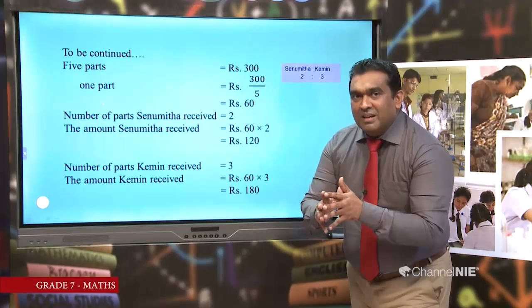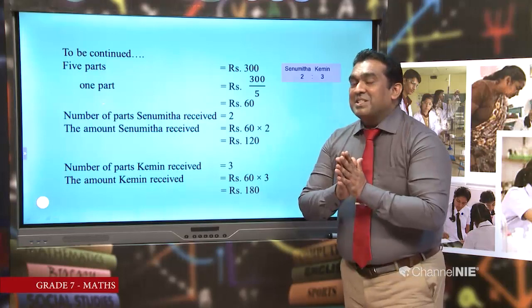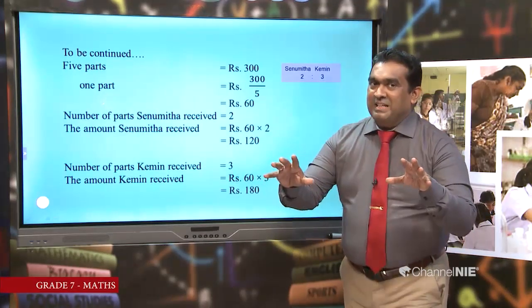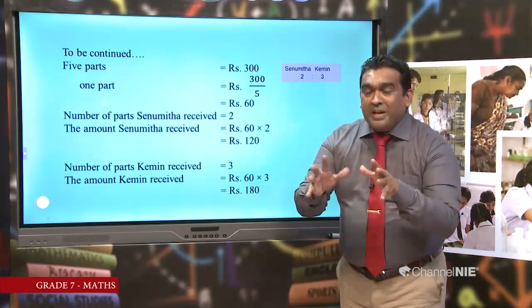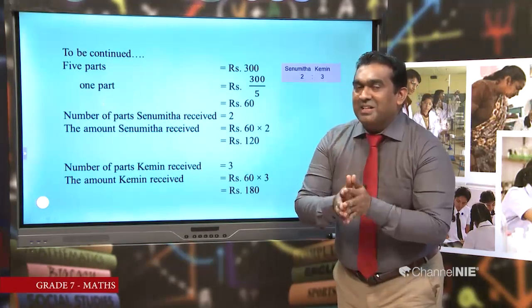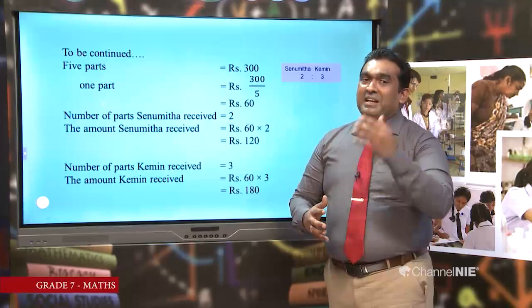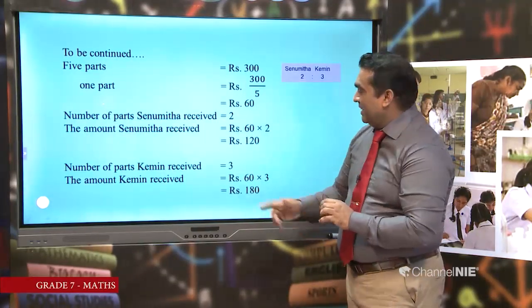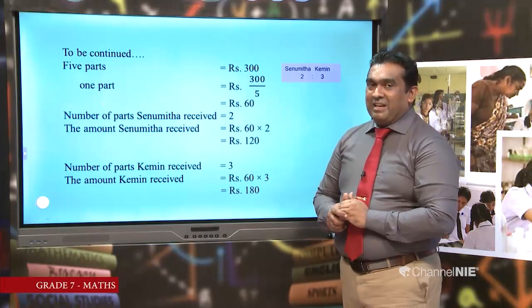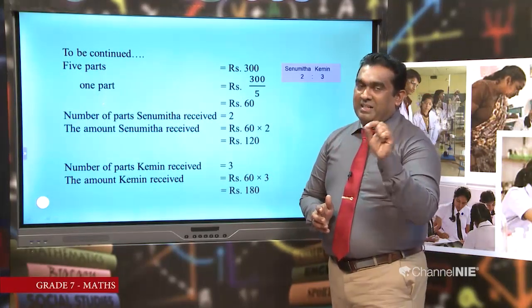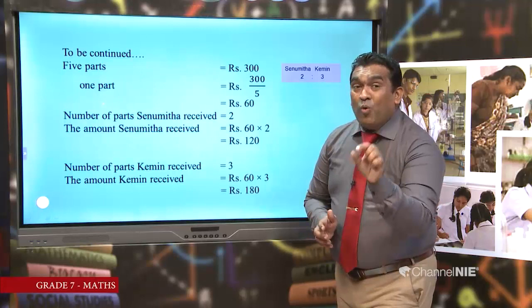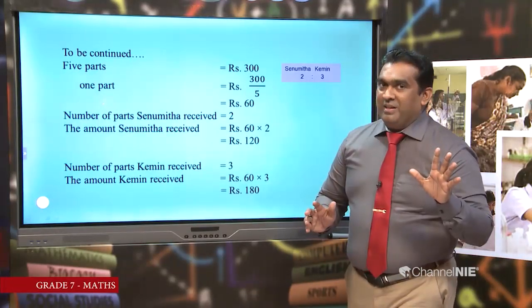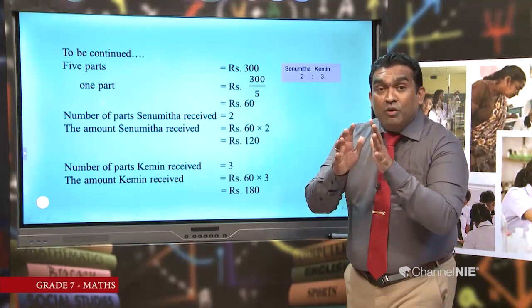300 is divided into 5 parts, right? We want to divide 300 into 5. As a result, 300 over 5, you know what that is? 60, right? The value of a part. The value of a part or the value of a unit, definitely you have to find out.